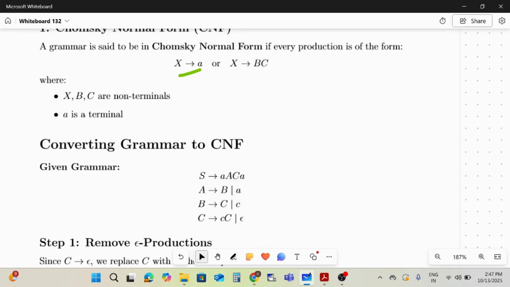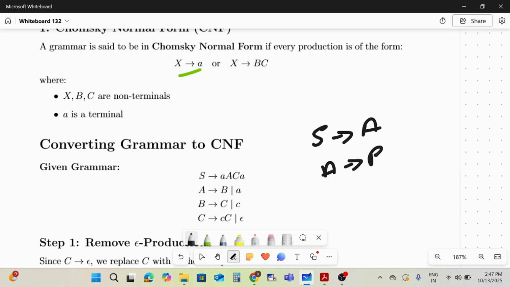In order to convert into Chomsky normal form, the very first thing is that we need to identify which are the unreachable nodes or the useless productions if it is not terminating. The productions that are not terminating are called useless productions. Productions of this sort, like S tends to A and A tends to B, and it is not terminating. So you can call all of this a useless production because it is not generating any string at all.